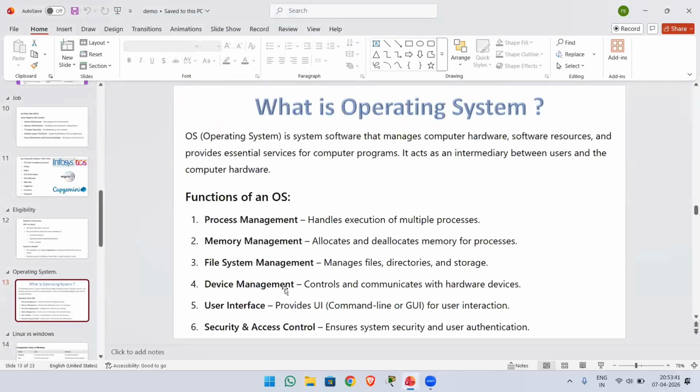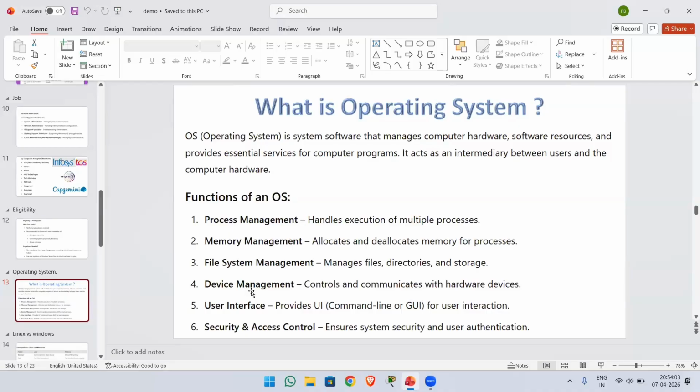So your operating system will arrange all the files and folders in a systematic structure. All these things are taken care of by your operating system. So it is file system management, managing files, directories and storage. And the next work is device management.